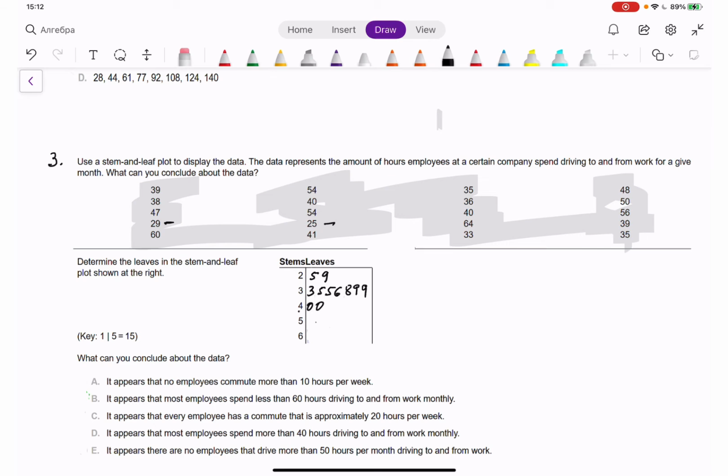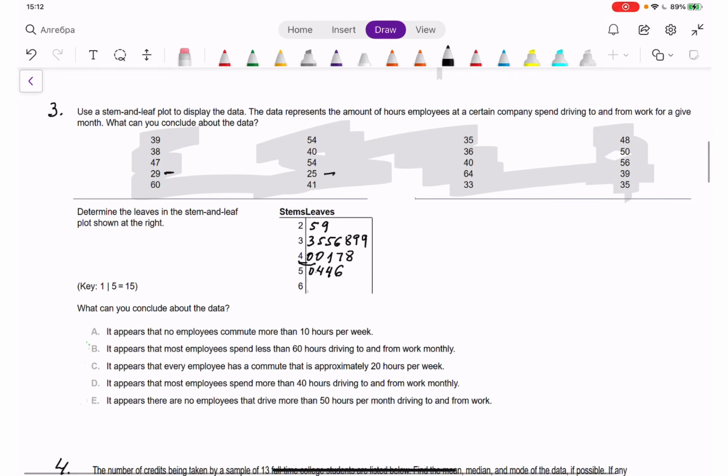But when you read, you connect it. 40, 40. And then it's going to be 41. And then it's going to be 47, 48. And I put them in ascending order. And then about 5, it's going to be 50, 54, 54, 56. And lastly, with stem 6, it's going to be 60 and 64. If you count the total amount of these leaves, you will get the amount of elements in the database.